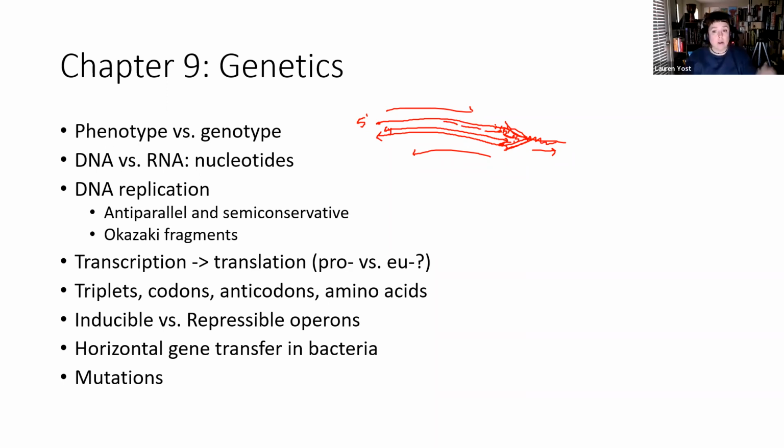Okay, so one goes directly, but we can only add in the 5' to 3' direction. We can't go 3' to 5'. So both strands can't go into that opening. So what we do is build it in pieces. And those pieces that we make, 5' to 3', as it opens up, are called Okazaki fragments. Okay. And I'm sure you guys remember at this point.